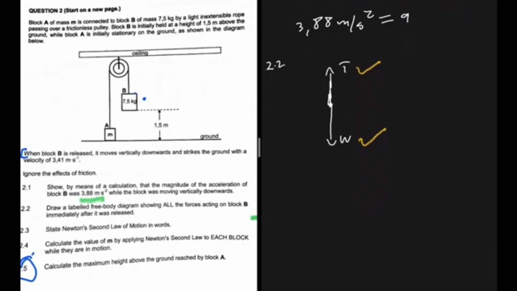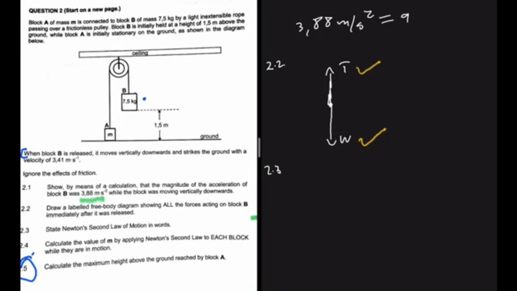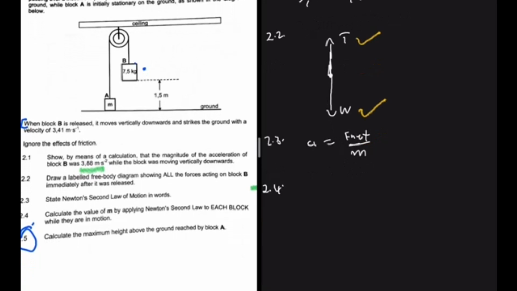And then 2.3, this is the one I want you guys to do. State Newton's second law of motion in words, right? We know that the acceleration is directly proportional to the F-net, and so on and so on. Let's just do 2.4, right, before doing 2.5. So 2.4 is quite an interesting one also.